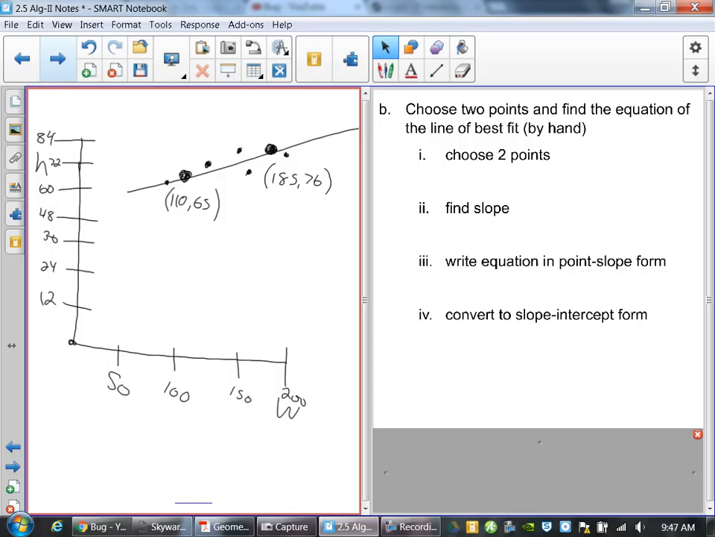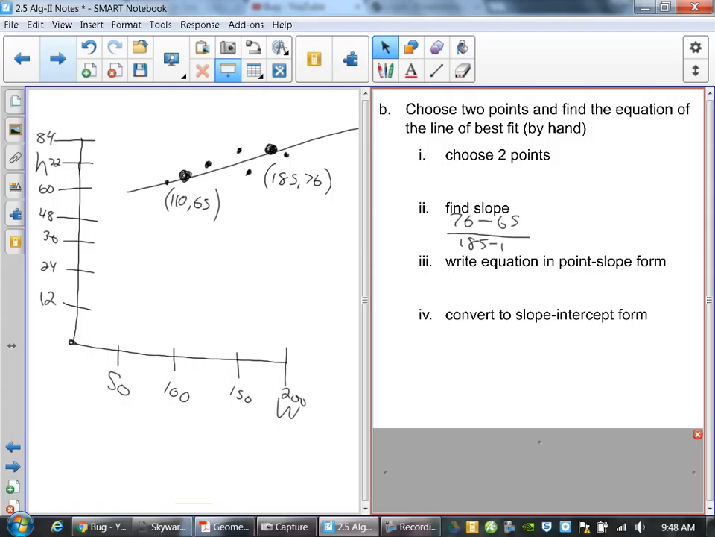So choose your points. We did. Find the slope. So our slope here is going to be 76 minus 65 over 185 minus 110. What is that? 11 over 75. Well, that's an awesome slope, isn't it? 11 over 75. I don't like that.